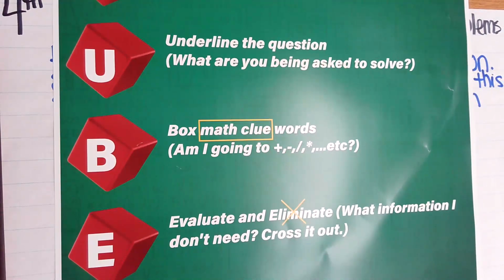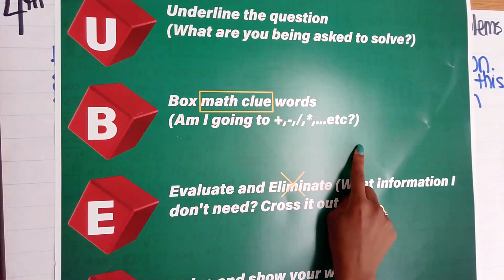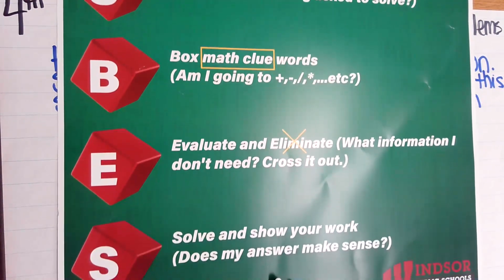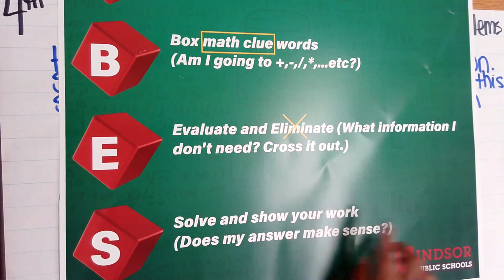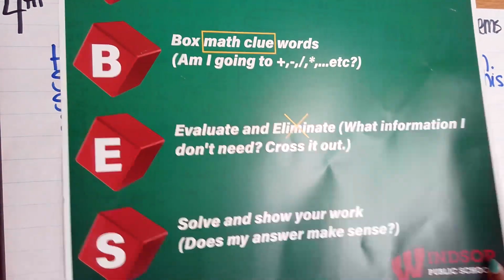The B stands for box math clue words. This helps us figure out which operation we're using. E is to evaluate and eliminate what information we don't need, and students can cross that out. And the last step is to solve and show my work. So after I do that, I can think about, does my answer make sense?